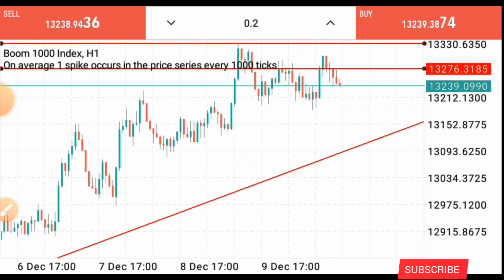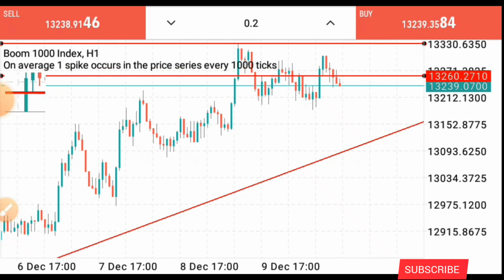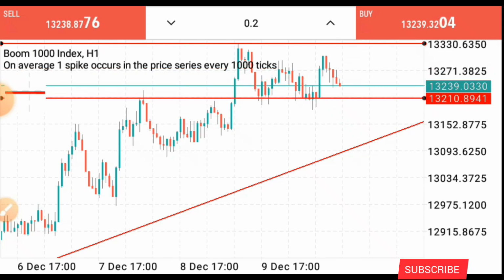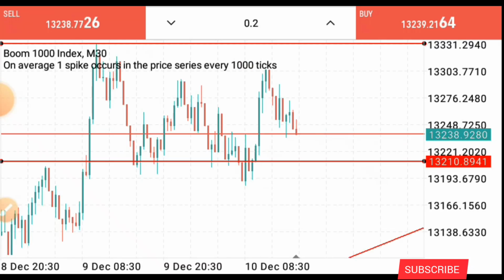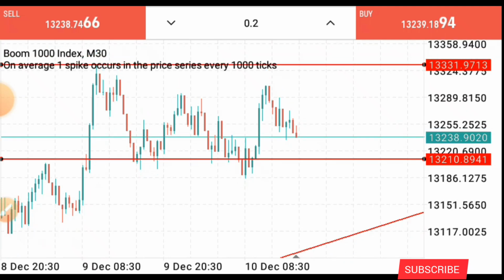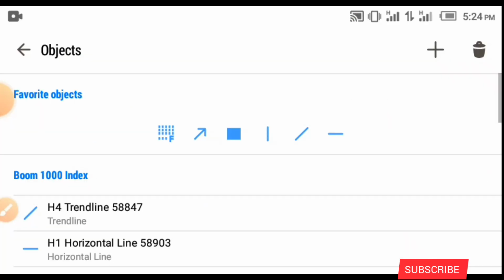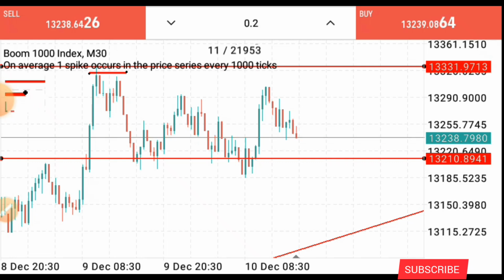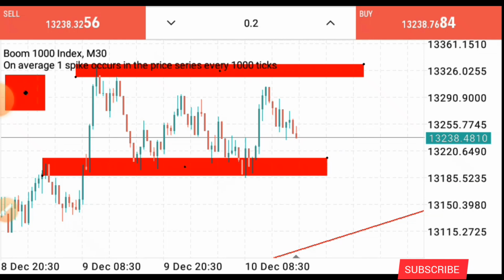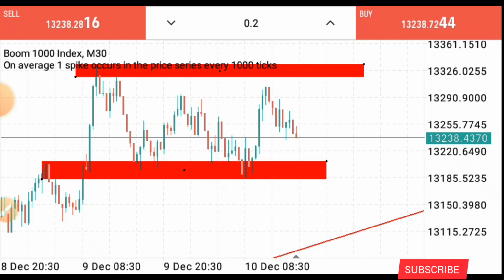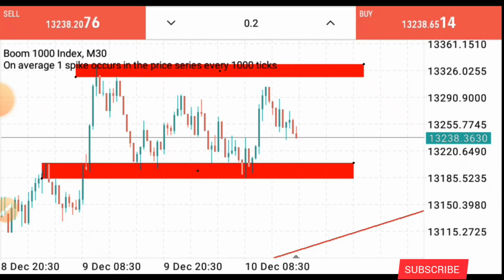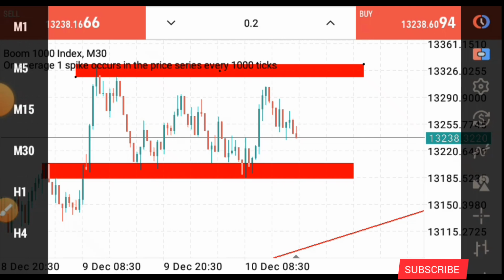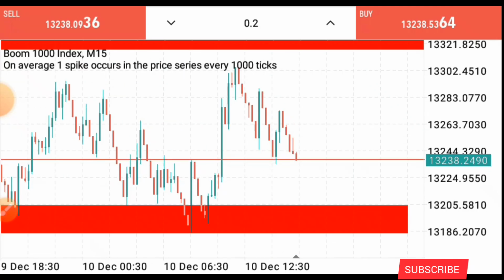After identifying this, what I will do is move to the 30-minute time frame. Here on the 30-minute time frame, I'll just mark out the zone so that I'll have a better understanding of what the market is doing. After marking out the zone like this, I will then step to the 15-minute time frame to see what price is doing there.